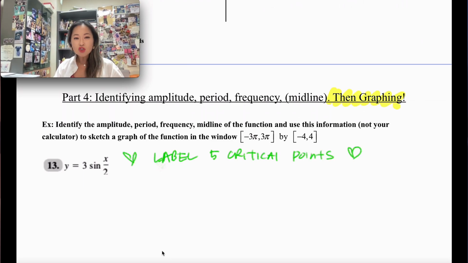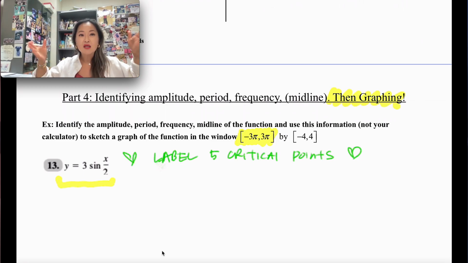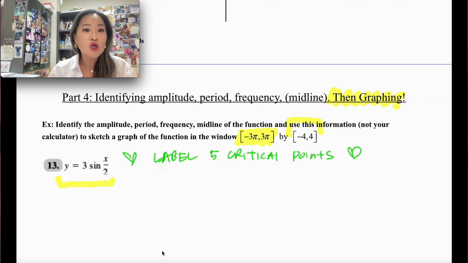Now, I'm also going to specify some things, like give me the window negative 3 pi to 3 pi. That means however long your graph is for one cycle, I want you to show me from negative 3 pi to 3 pi what your graph looks like. And then the negative 4 to 4 just tells you the amplitude, okay? But honestly, let's just focus on graphing for now, okay?